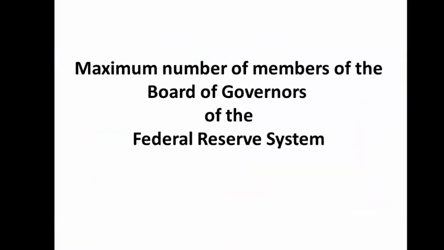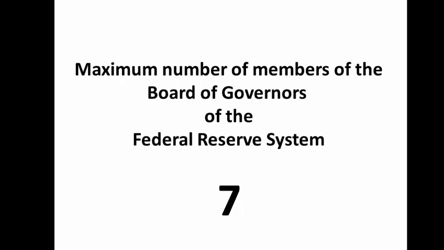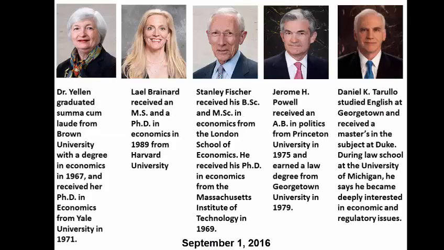The maximum number of members of the Board of Governors of the Federal Reserve System is 7. Currently, there are only 5 Board of Governors because there are 2 vacant seats on the board. If you look at the resumes of the 5 members of the Board of Governors as of September 1st, 2016, look at the degrees that each of them received. Do you notice how important economics is in the thinking of the board members?